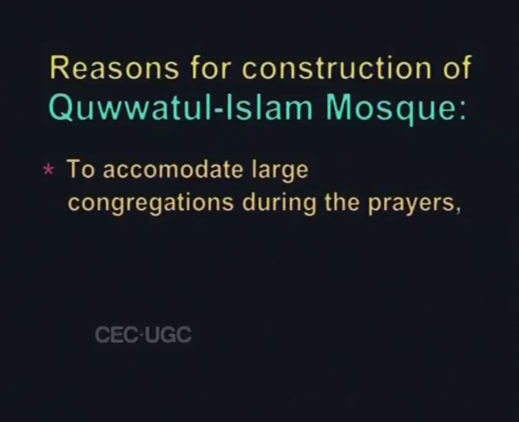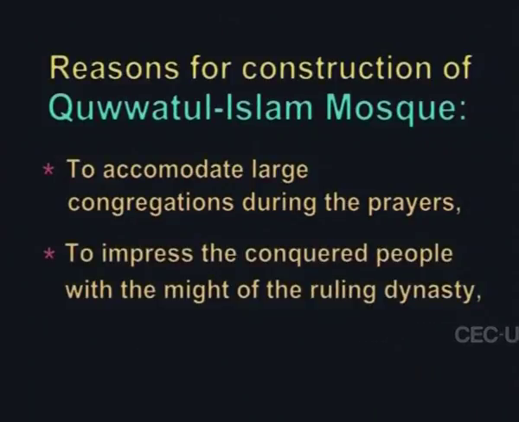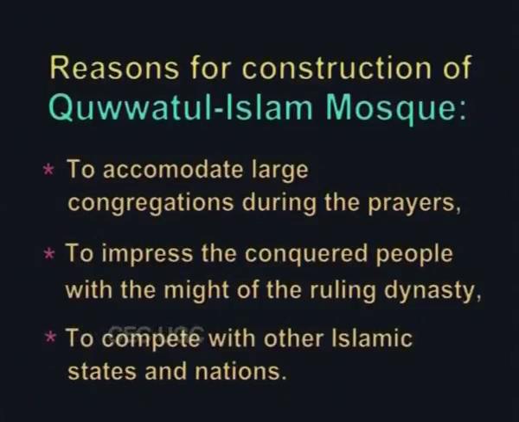There were three motives behind which Kutubuddin Aibak had to construct the Quwatul Islam, or Might of Islam, mosque. One, the swelling masses of new converts would have to be accommodated in a huge congregational yard. Two, the population whom he had conquered and vanquished would have to be impressed with the might of the new ruling dynasty. And three, he was competing with other rival Islamic states and nations.